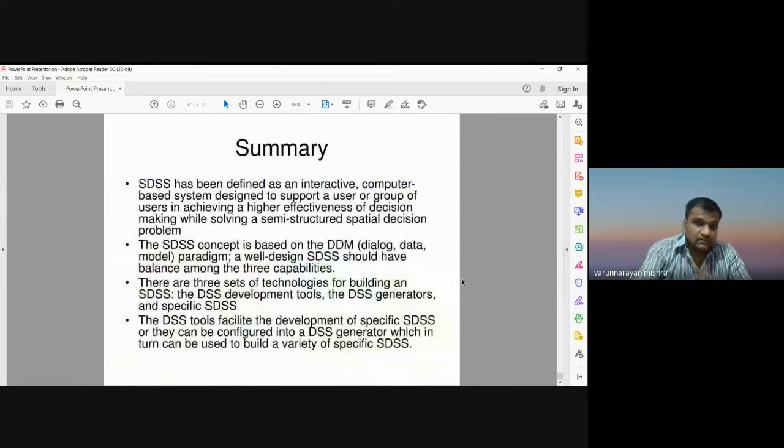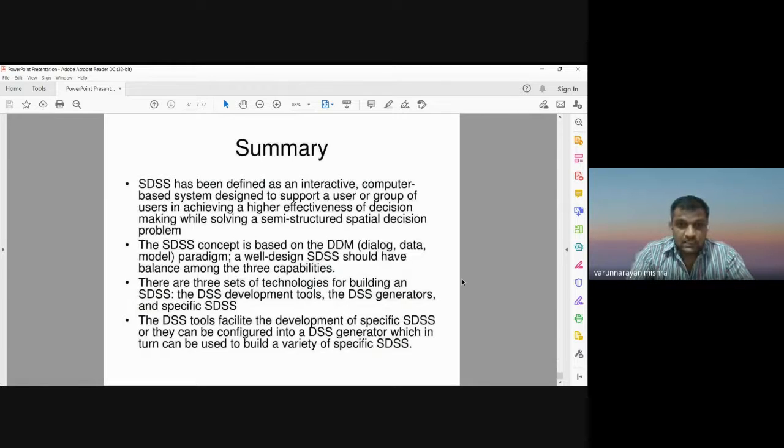So today we have discussed spatial decision support system. We have defined different components of a spatial decision support system. It's a computer-based system that is designed to support a user or group of users in achieving a higher effectiveness of decision making while solving a semi-structured problem. And the SDSS concept is based on the DDM, that is the dialogue data model paradigm.